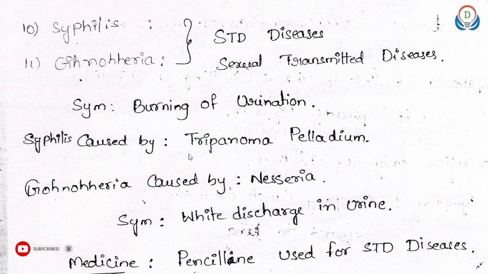So these are the bacterial infection diseases. Syphilis is caused by a bacteria. What is that bacteria? It's Treponema pallidum. And gonorrhea is caused by Neisseria. What are the symptoms we can say? White discharge in urine. These are the symptoms.